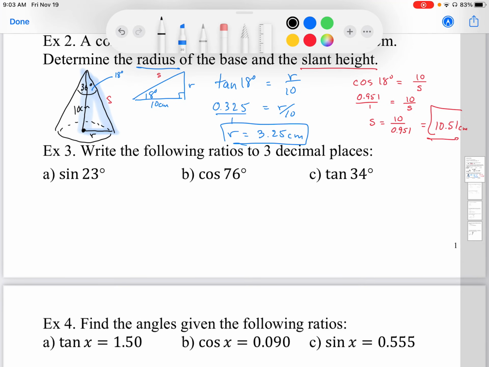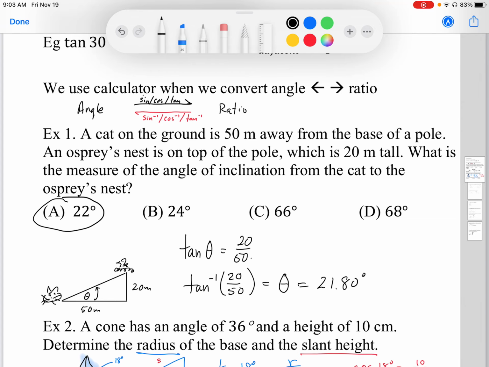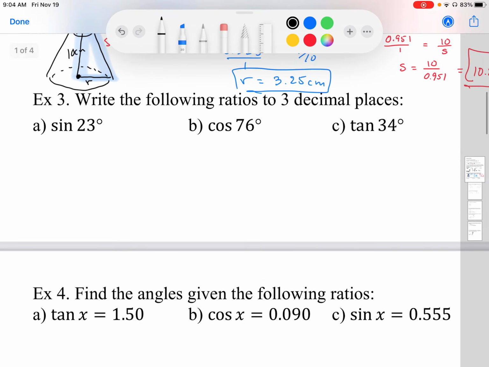For example 3, we're being asked to find the ratio to 3 decimal places, and all of these are not special angles. So I'm going to be using my calculator. Again, I need to go from angle to ratio, so I'm going to use sine, cos, and tan to do that. So I'm just going to type this into my calculator. So sine 23 equals 0.3907, so I'm going to round that to 0.391, and what's implied is being compared to 1.